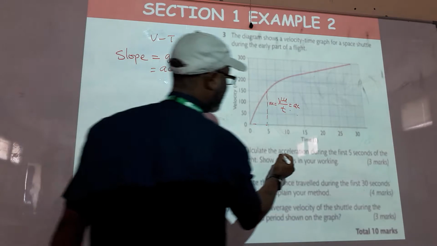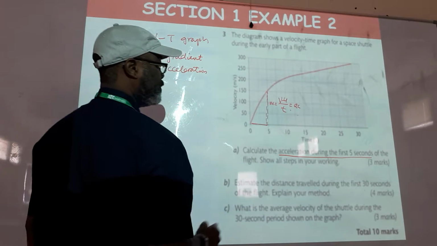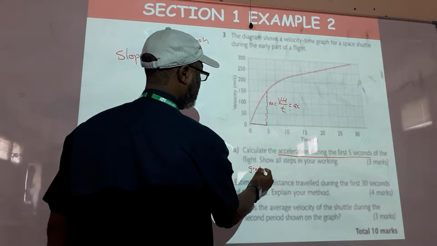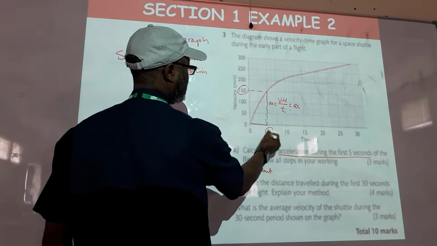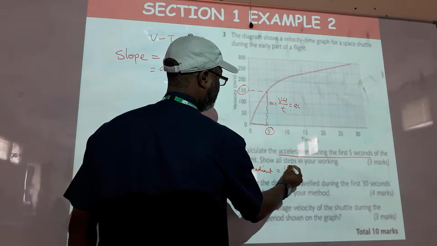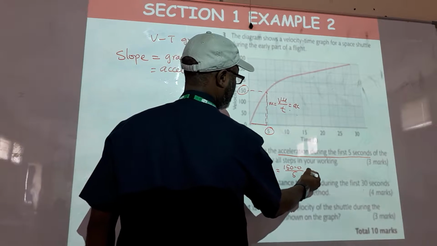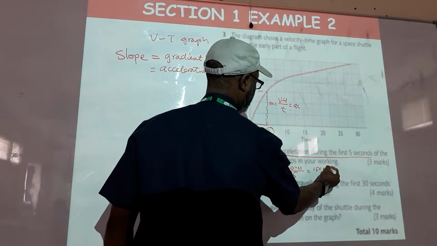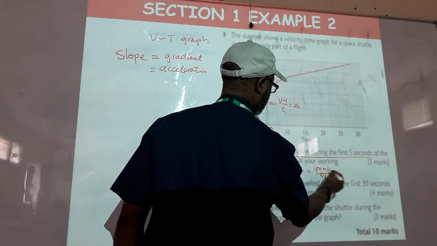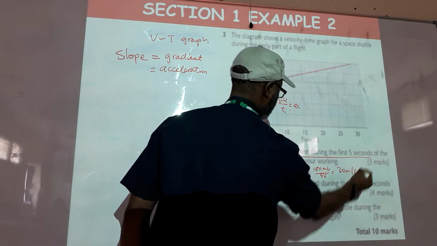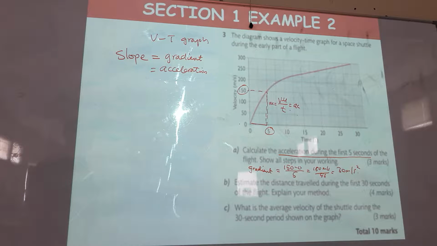And when we're asked to calculate the acceleration during the first 5 seconds, all we have to do is take the gradient of the first section of the graph. That's going to be 150 minus 0 over 5, which is the same as 150 meters per second over 5 seconds, and that will be 30 meters per second squared. That's how you do the first part of the question.